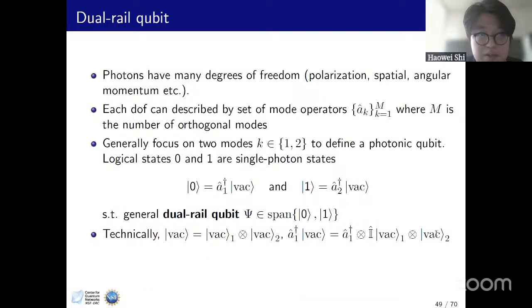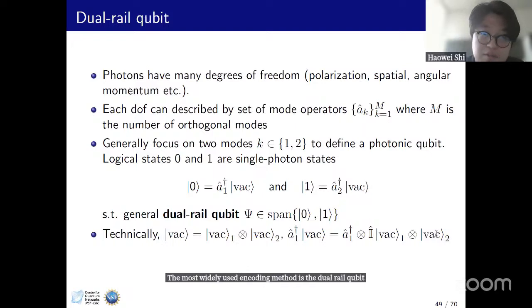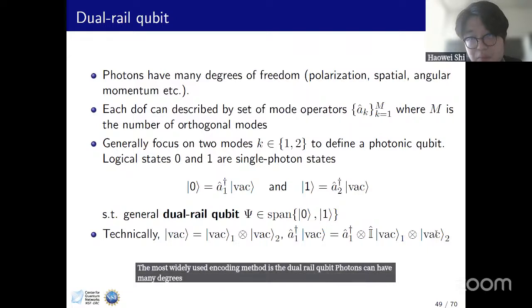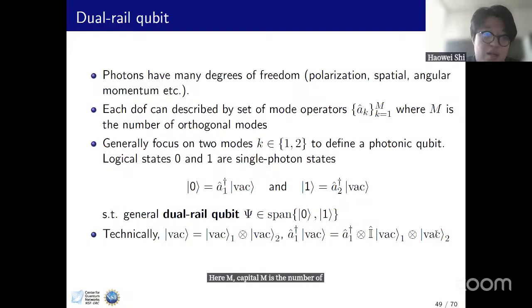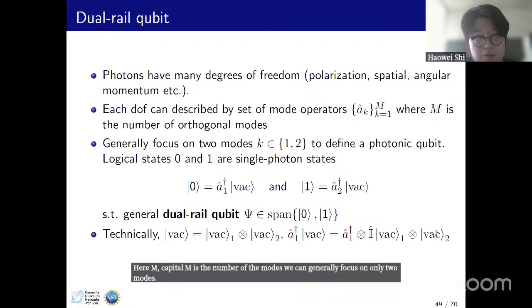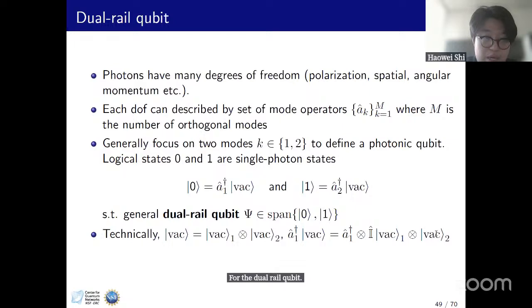The most widely used encoding method is the dual rail qubit. Photons can have many degrees of freedom, polarization, spatial, angular momentum, while each of those degrees of freedom can be described by a set of mode operators. Here, capital M is the number of the modes. We can generally focus on only 2 modes for the dual rail qubits. And we can define the logical states 0 and 1. They are both single photon states.